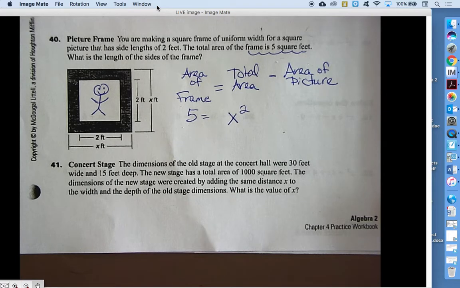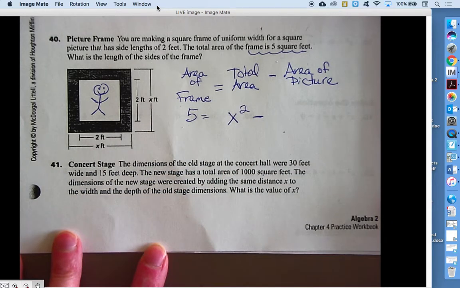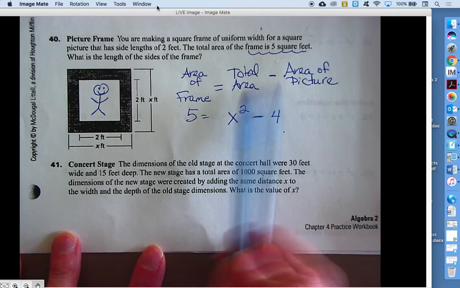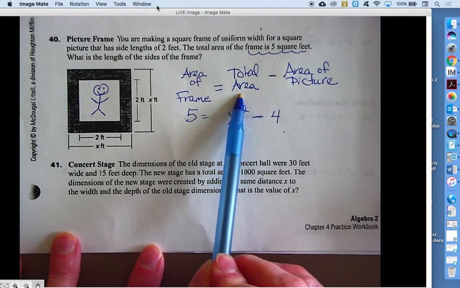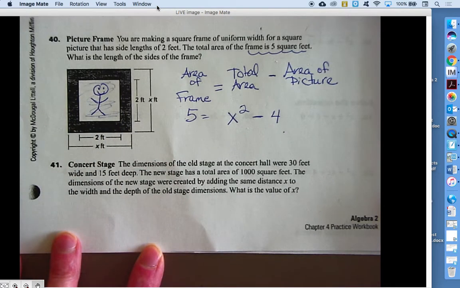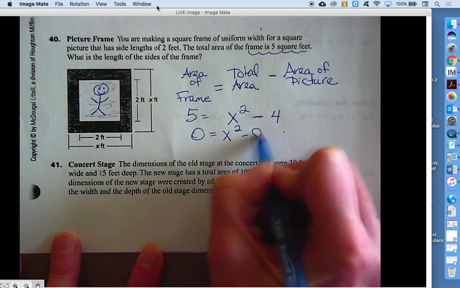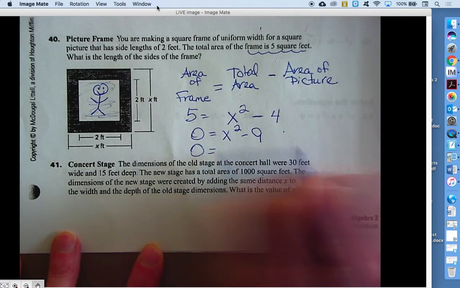And then how big is the picture? What's the area of the picture? 4, because it's 2 by 2, or 4. So you have the area of the frame, that's equal to the entire piece that you have hanging, minus the picture part. Whatever's left should be my frame. So if I set this equal to 0, I end up with x squared minus 9. And Cooper, how would x squared minus 9 factor?